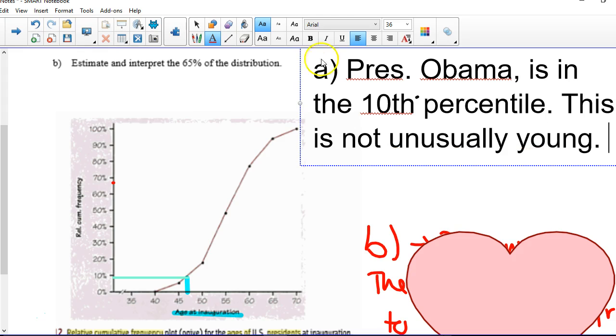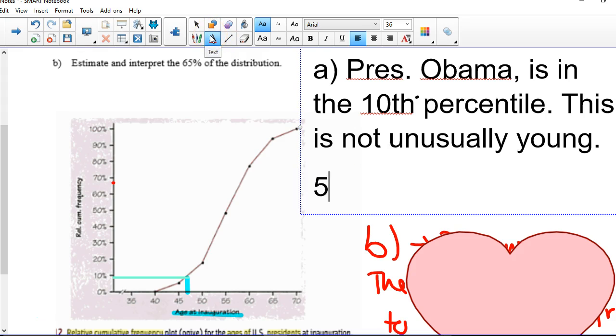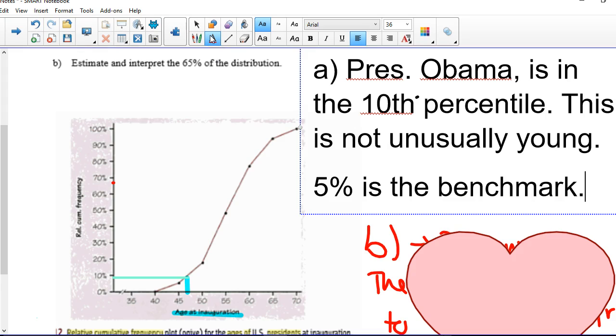Now, how do we know where the cutoff should be? The benchmark here is 5%. If it's below 5%, then we say it's unusually young. Now, part B is going the other way. So if you're not ready for part B, make sure you pause and go from there. Part B is estimating and interpreting the 65th percentile of the distribution.